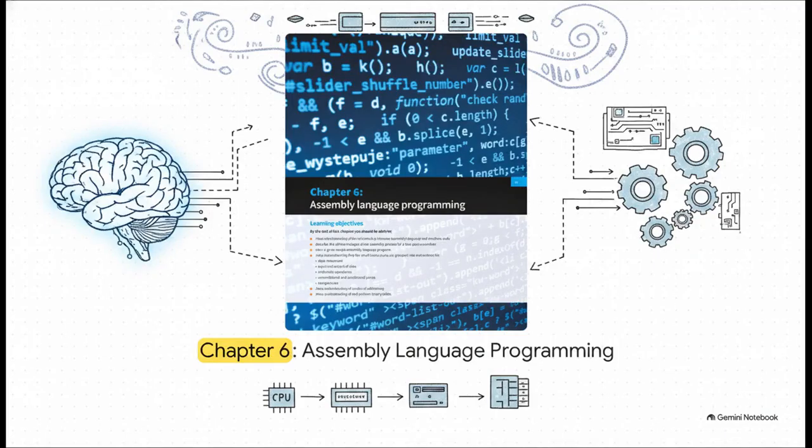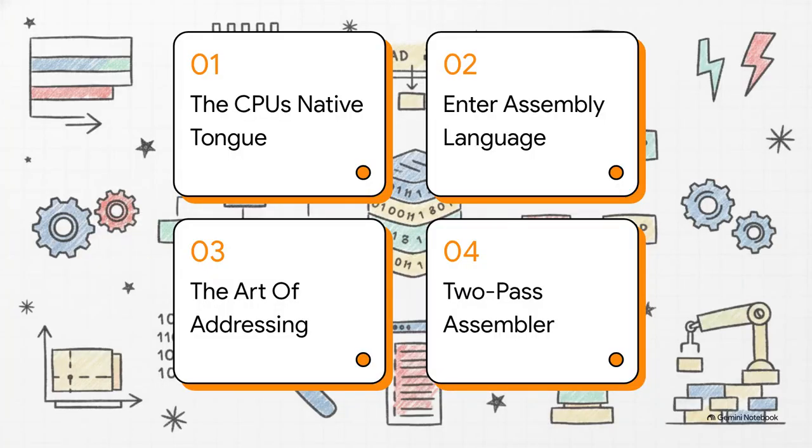Thankfully, to dodge that absolute programming nightmare, early computer scientists came up with some truly ingenious foundations for computer architecture. We're going to peel back the layers today to see exactly how they built a bridge between our abstract human logic and the physical actions of a machine. So, here is our roadmap for unpacking this. First, we'll look at the CPU's native tongue, followed by enter assembly language. Next is the art of addressing, and finally, we'll wrap up with the mechanics of the two-pass assembler.